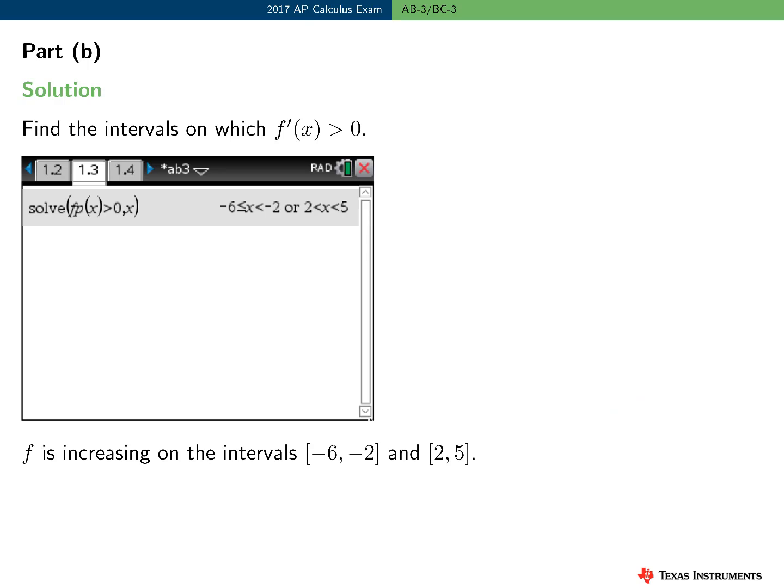In part B, I can actually use technology to find the intervals on which f prime of x is greater than 0. I used the solve command and the calculator function fp. Now, this solution requires some conceptual understanding, but only a straightforward interpretation of the given graph. But it's nice to confirm this observation using technology. The graph of f is increasing on the intervals minus 6 to minus 2 and 2 to 5.